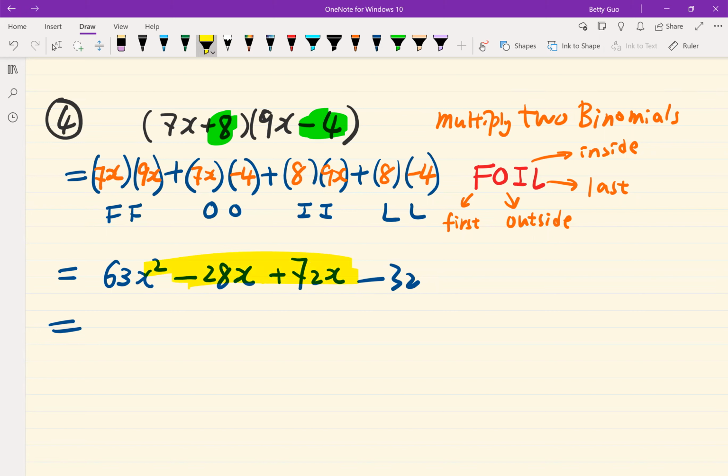Those two terms are like terms, right? Let's combine them. We copy 63x squared. The two terms in yellow, negative 28x and 72x, combine them. What do we have? Negative 28 plus 72. What do you have? 44, right? Yes or no? Are you with me? And that's the answer. The answer is a quadratic trinomial, degree 2, 3 terms: 44x minus 32.